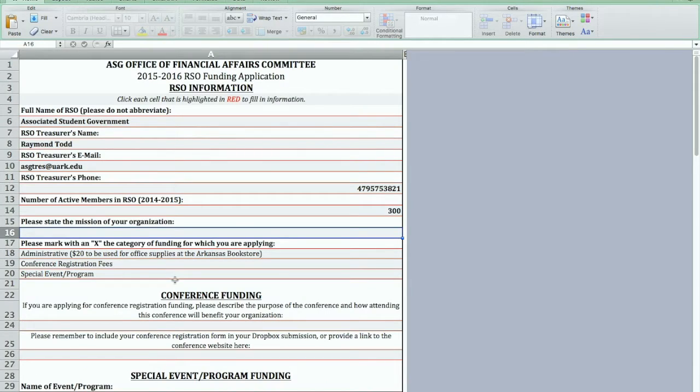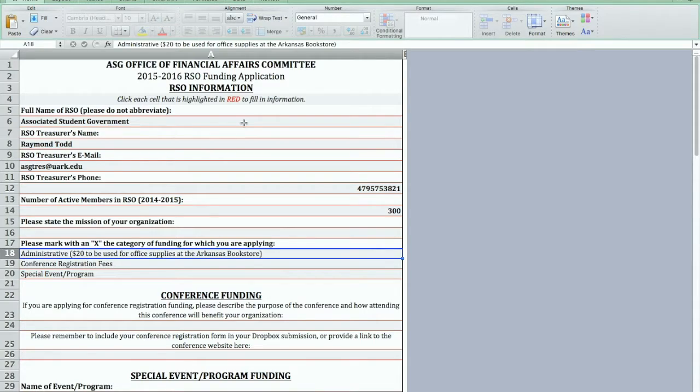So, moving on, I have one fake event and one fake conference that I'm going to be going through in this tutorial. Please do not show up for this event or the conference because it is completely fictional and it's not going to happen. So, I've filled out some of the information above.